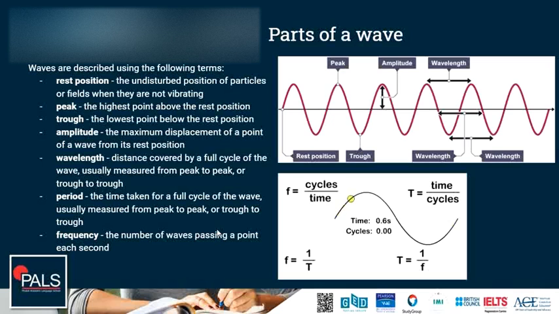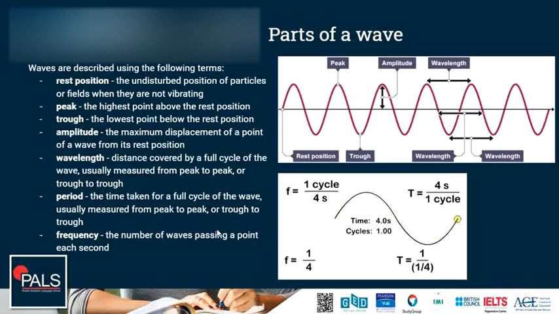The wavelength is the distance covered by a full cycle of the wave. The easiest way to measure it is from peak to peak or from trough to trough. A period is the time taken for a full cycle of the wave, usually measured from peak to peak or trough to trough as well. Frequency is the number of waves passing through a point each second.